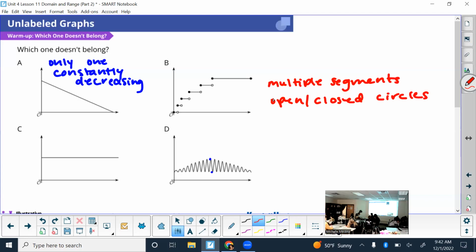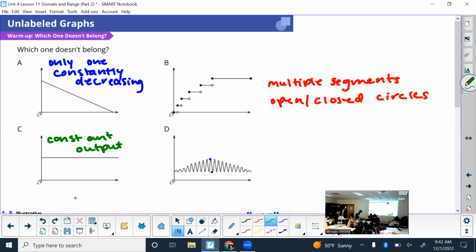All right, now someone different from those three people. Give me a reason why C doesn't belong. Brianna? It is, I'll put, a constant output, because technically A is also a constant rate. It's just a decreasing rate. This one has the same output for every input. So whatever value that is, it's the same throughout. Any other reasons? I think that one's about it.